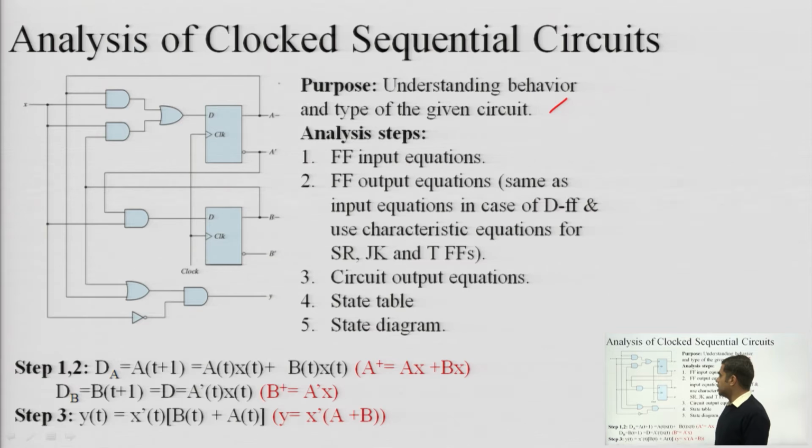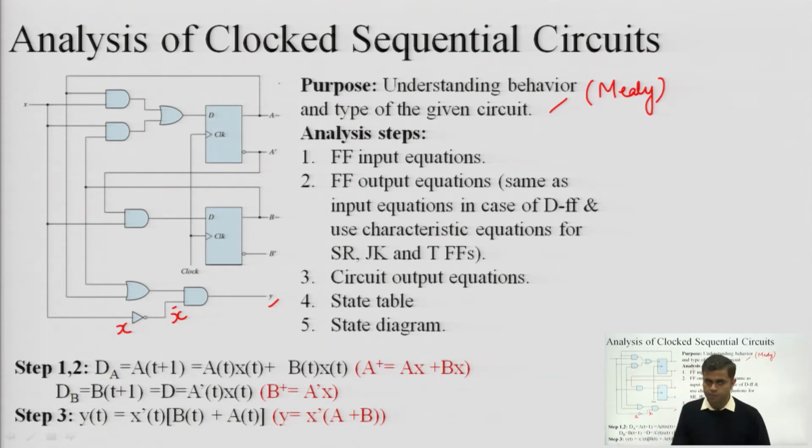If we carefully see this, then first of all we can comment on the type of the circuit, whether it is a Mealy circuit or a Moore circuit. In our previous lecture we have already covered the Mealy and Moore circuits. The difference was whether this y has dependency on the external input x or not. The external input is x, and the final output is dependent on x, that means it has to be a Mealy machine. So the purpose is understanding the behavior and commenting on the type of the circuit. So this is a Mealy machine.